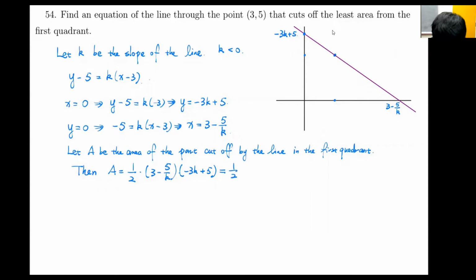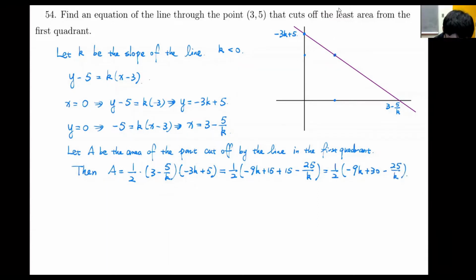That's how we get 1/2 times minus 9k plus 15. That will be minus the positive 3 times the second factor. Then I multiply minus 5 over k with the second factor, which will be plus 15 and then minus 25 divided by k. So the answer for this will be 1/2 times minus 9k plus 30 minus 25 divided by k.